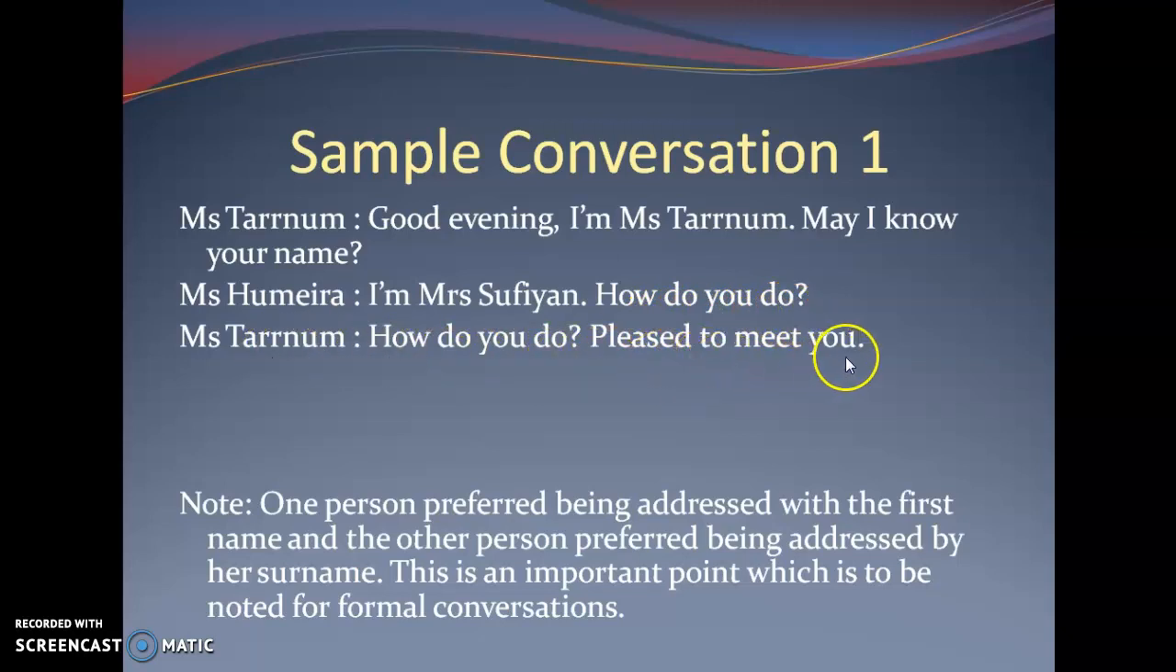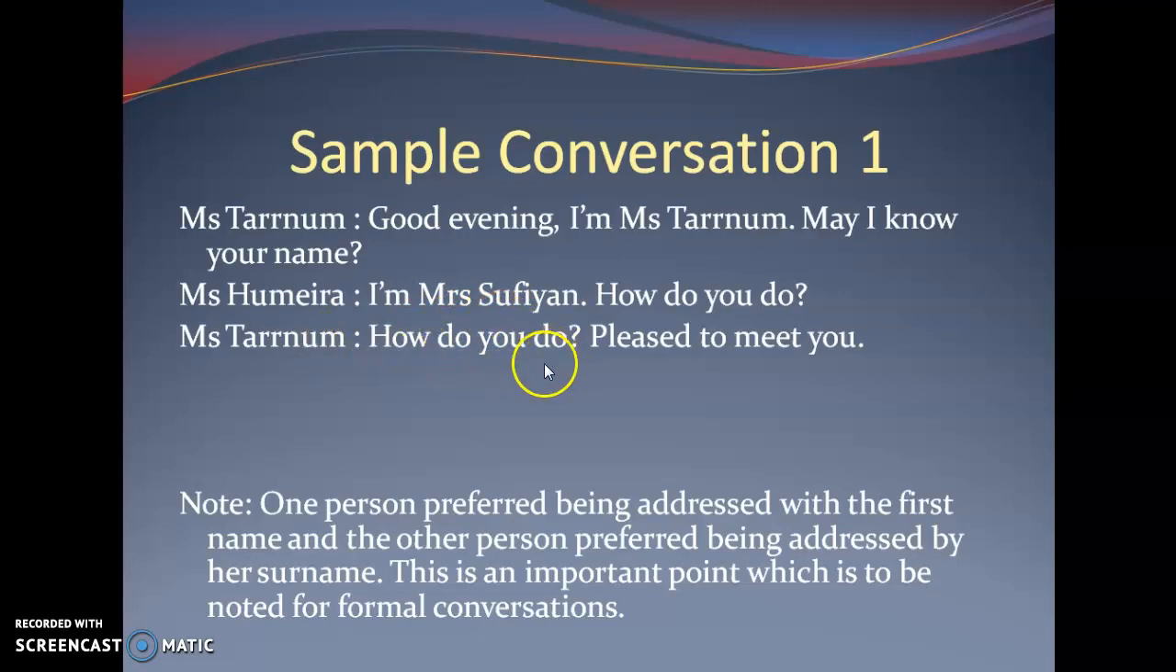Pleased to meet you." Now please make a note that the speaker I have mentioned over here as Miss Humaira, I have used her first name. But when she introduced herself, she used her title, that she's married, and she used her husband's name. This should be noted, how a person prefers being addressed.